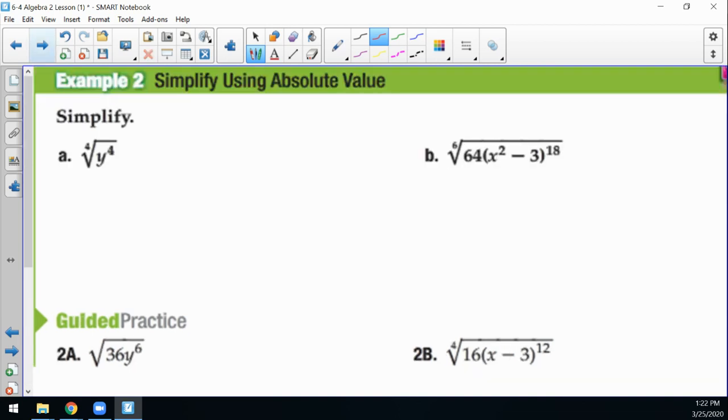So now example 2 is simplifying with what are called absolute values. What that means is you'll notice in here that I'm just going to take the 4th root of y to the 4th. So y to the 4th divided by 4 is going to just be y. Now, it says to use absolute values. Now, I don't always believe in using absolute values. The reason behind it is we do the absolute value of y because if it's negative on the inside, remember, that would really be an i. We talked about that before.